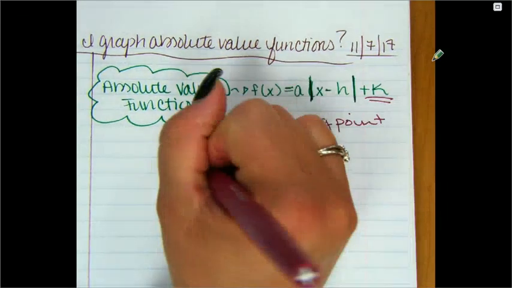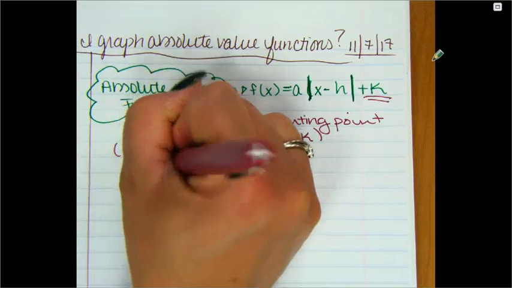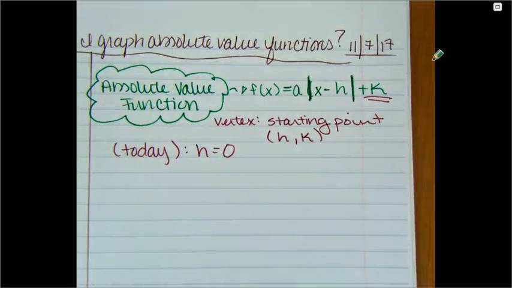For today, h is 0. Okay? So h is always opposite. K is the same. You need to have that memorized, okay?